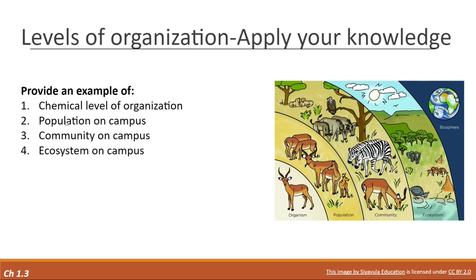Or a population on campus could be the students on campus, or the trees on campus, or the wild cats that are on campus. And a community on campus would include not only the students and the other human beings, but also all of the living plants and animals. And again, if we include the water fountains, the sunlight, the roadways and the parking lots, that's all going to be part of an ecosystem.